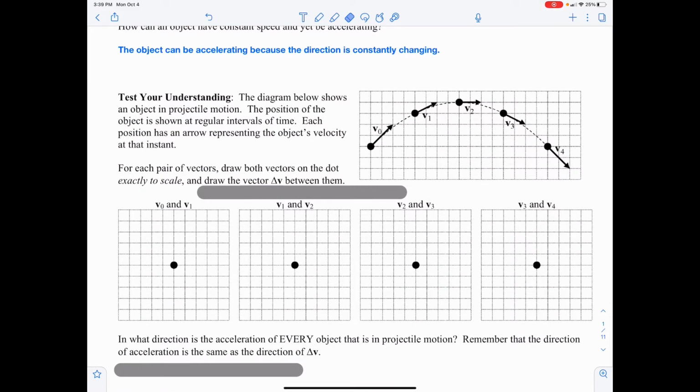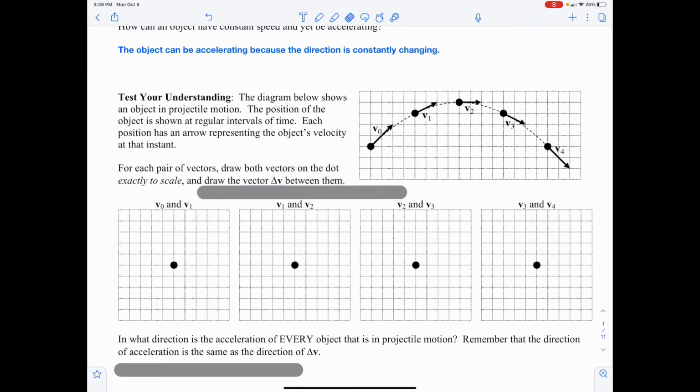I will do this test your understanding with you so that you have an idea of how to approach this model, and then I want you to give the second one a try by pausing the video. Let's take a look at this test your understanding. The diagram below shows an object in projectile motion. The position of the object is shown at regular intervals of time. Each position has an arrow representing the object's velocity for that instant.